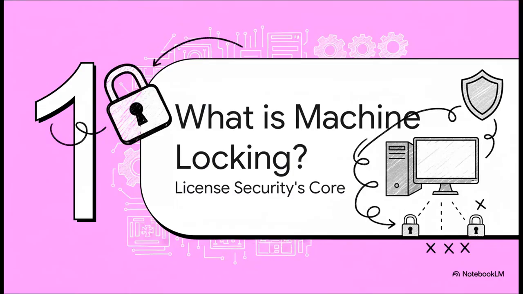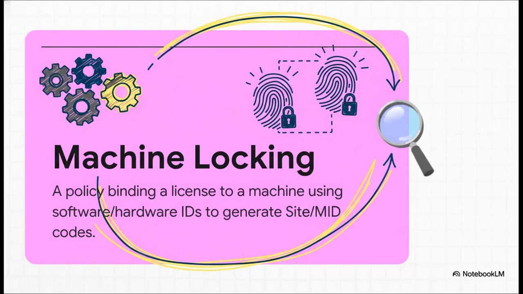Okay, let's kick things off with the big idea here. Machine locking isn't just some optional feature. It's the very foundation of your security. It's the mechanism that binds a single license to a single computer. This is your first and, honestly, your best defense against casual piracy and the key to making sure your licensing model is enforced. So how does it actually work?